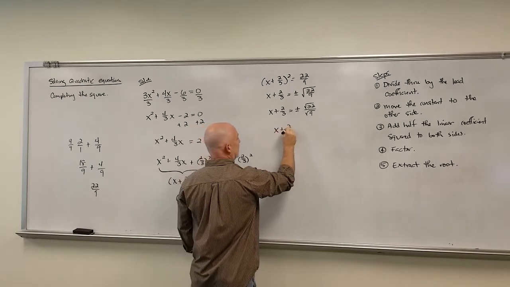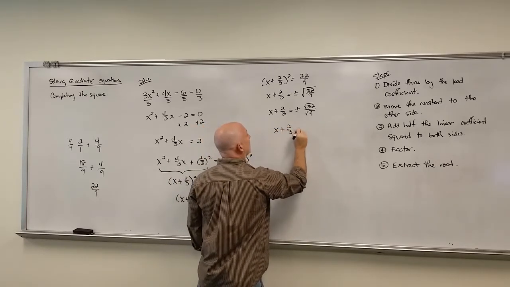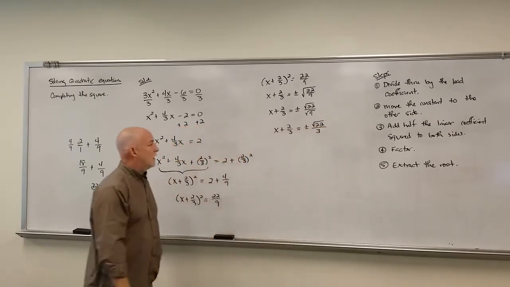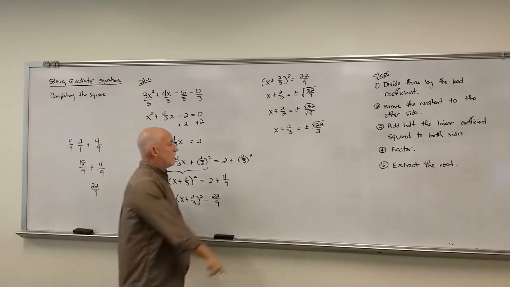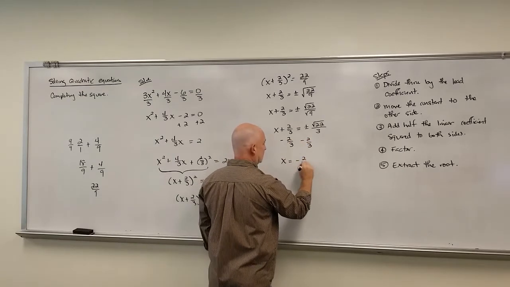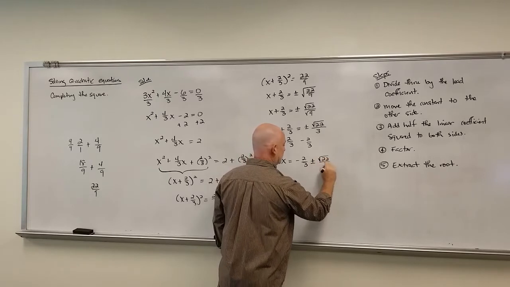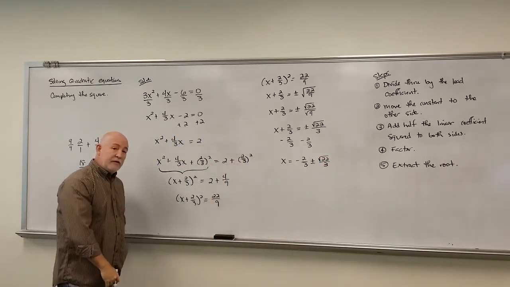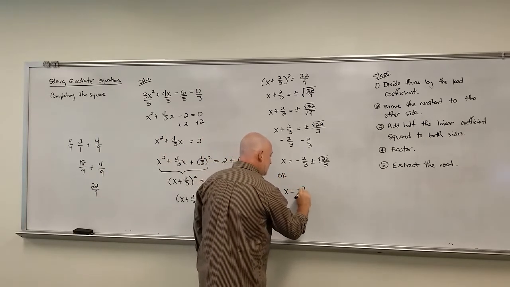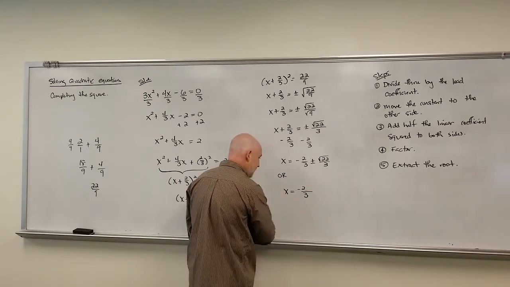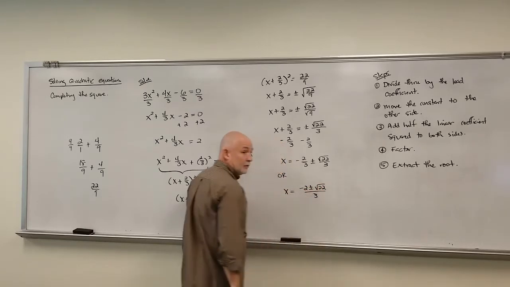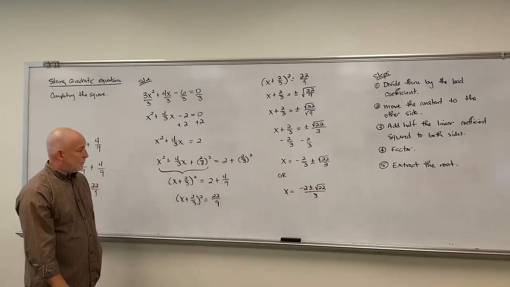In simplifying each one of those, I can't think of any perfect squares in 22, so that stays the square root of 22, but the square root of 9 is 3. Now we have to do a solve to just move the 2/3 to the other side, so subtract 2/3. So we get x is negative 2/3 plus or minus square root of 22/3. Now that's a perfectly fine answer, but since these already have a common denominator, we could actually write it as negative 2 plus or minus the square root of 22 all over 3. So either one of those would be a perfectly fine answer.